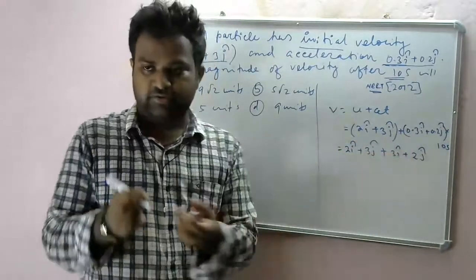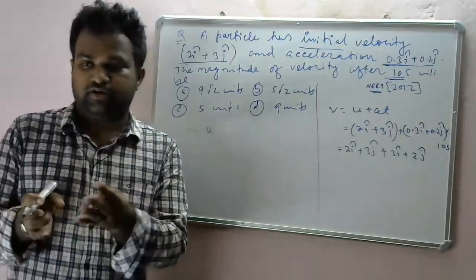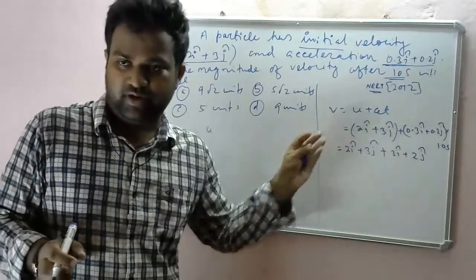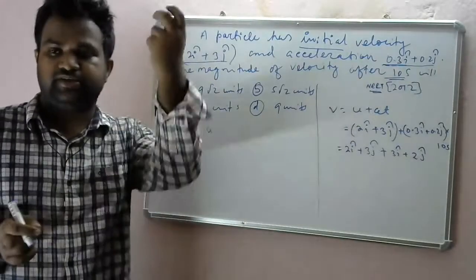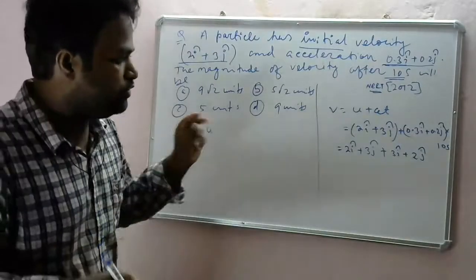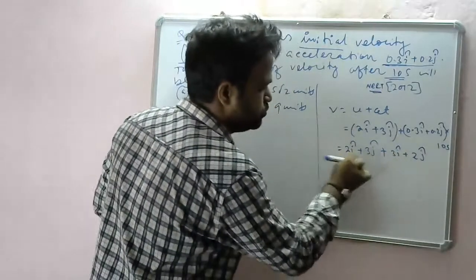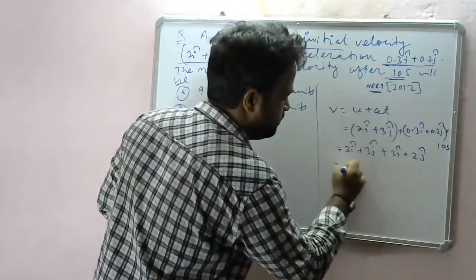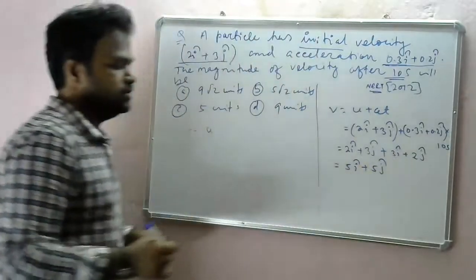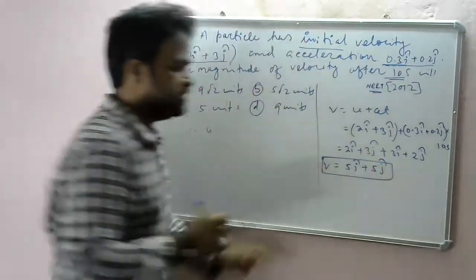Now how do we add this type of i cap and j cap? Just like you add x with x, y with y, z with z in algebra, similarly we'll add i with i, j with j. i cap is the unit vector along the x-axis, j cap is the unit vector along the y-axis. Because they are in the same direction, we can add them; their magnitudes will be added. So 2i plus 3i is 5i cap, plus 3j and 2j is 5j. This is the final velocity you got after 10 seconds.